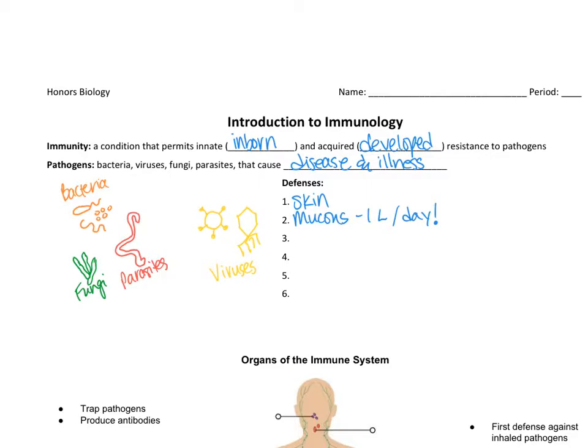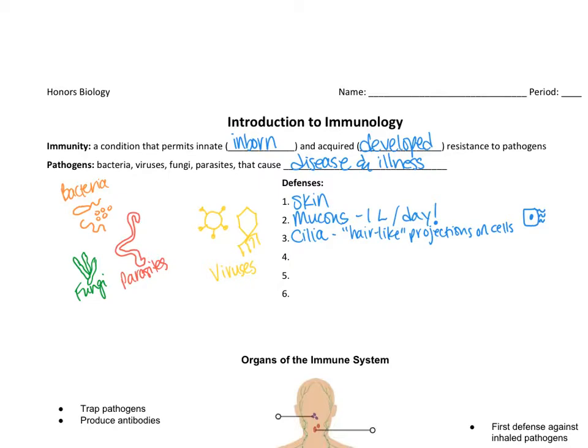The second defense of your body is mucus. The mucus that lines your respiratory tract is really important in trapping and containing pathogens from entering deeper into your body. Did you know that you produce over a liter of mucus every day? Gross. The third defense of your body are cilia.